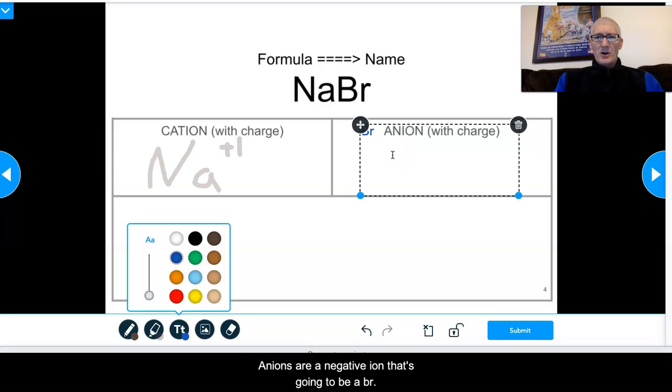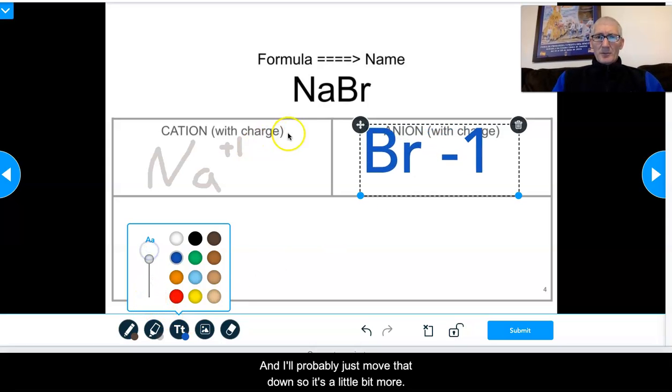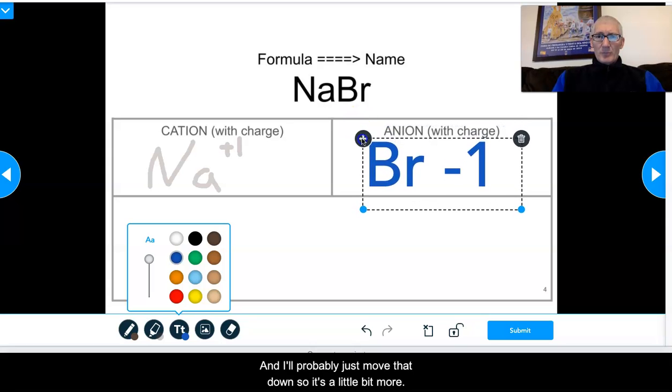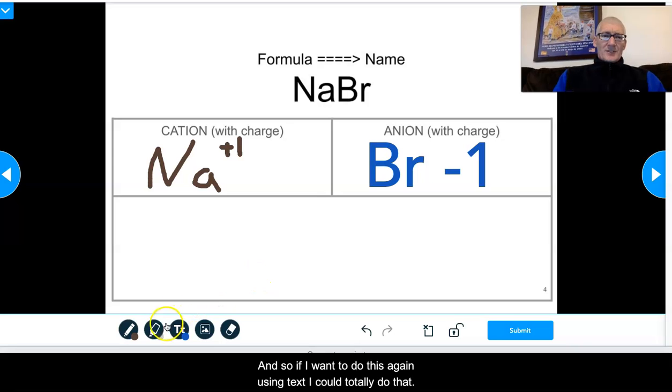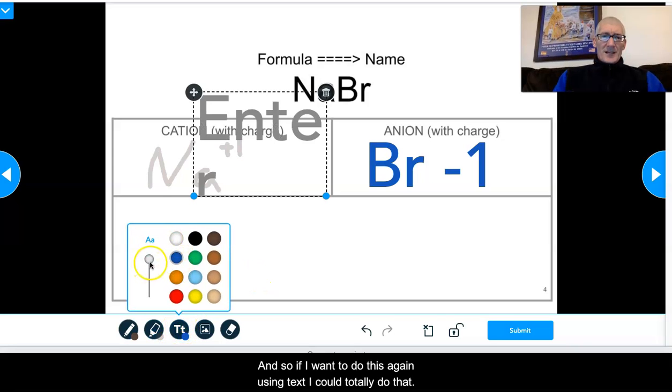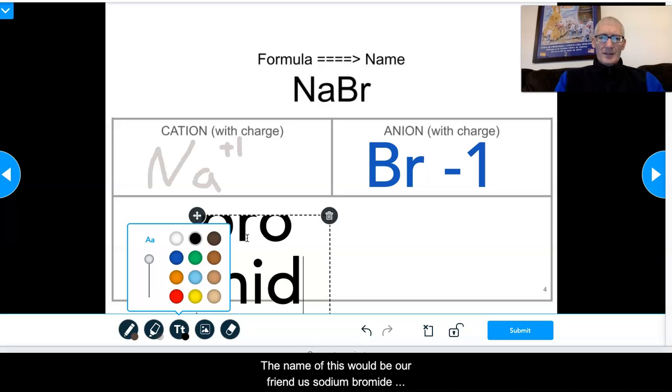That's going to be a Br. And there's no real good way to do the exponent here, so I'm just going to go Br with a -1. I'm going to make that nice and big. And I'll probably just move that down so it's a little bit more helpful. So it would be a Br -1. And so if I want to do this again using text, I could totally do that. The name of this would be our friend sodium bromide.